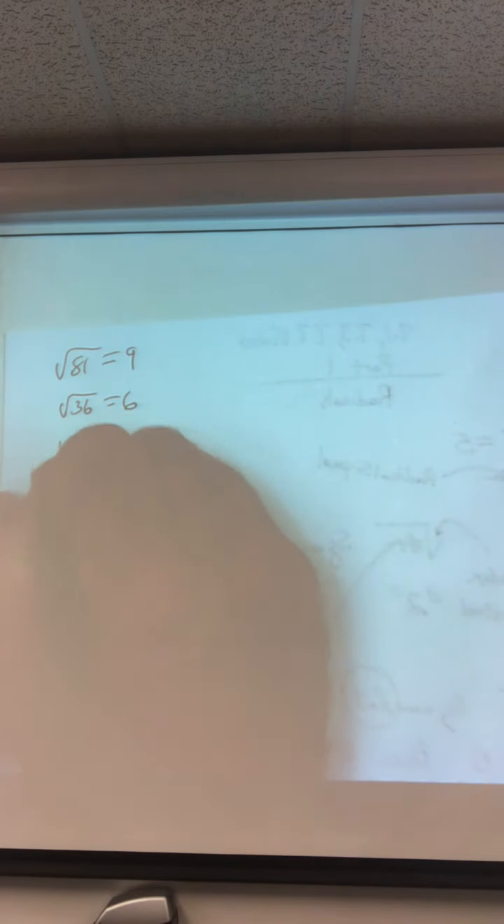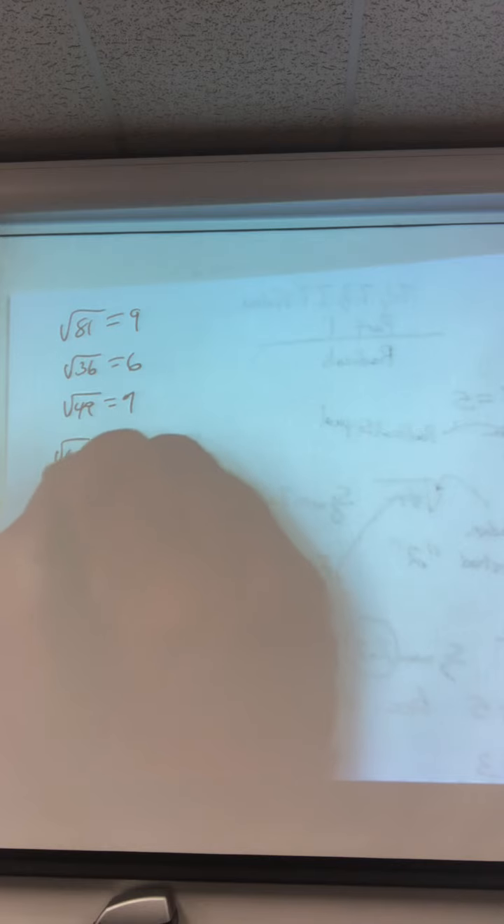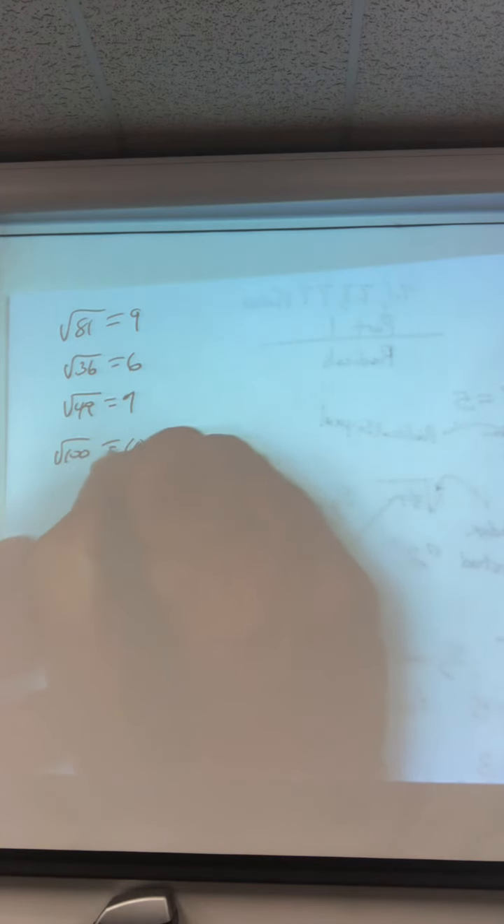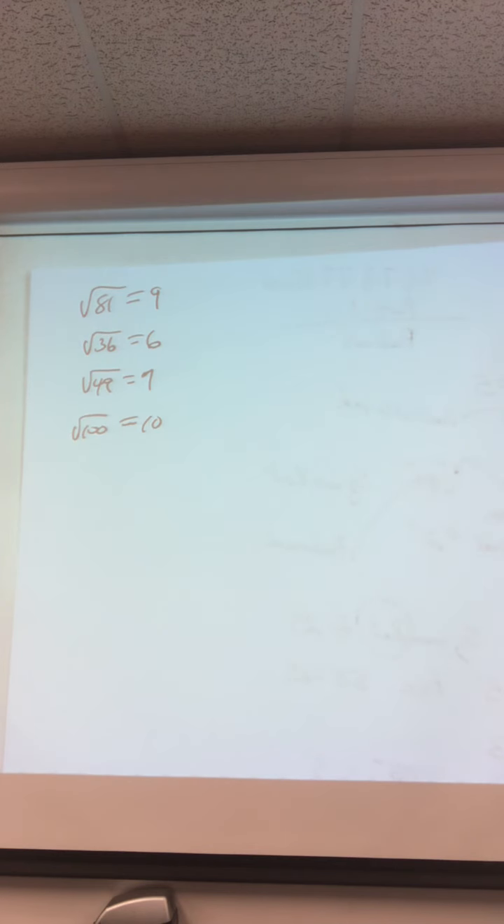So, let's just do some real obvious ones quickly. Square root of 81 is 9. Square root of 36 is 6. Square root of 49 is 7. Square root of 100 is 10. These are what I refer to as perfect radicals.